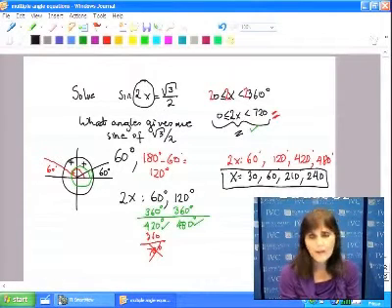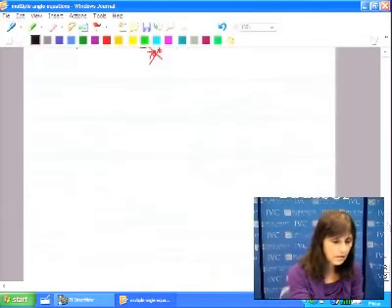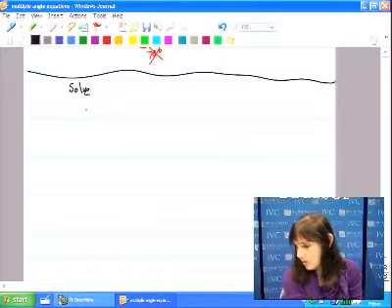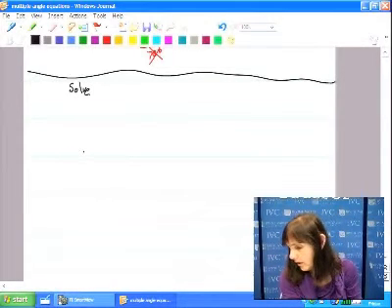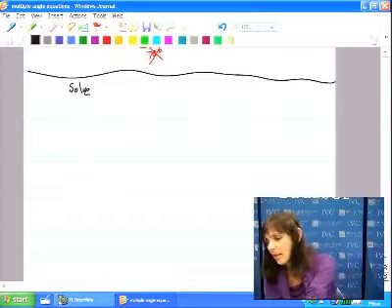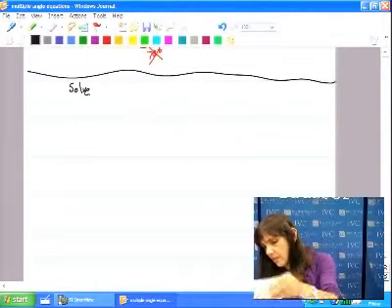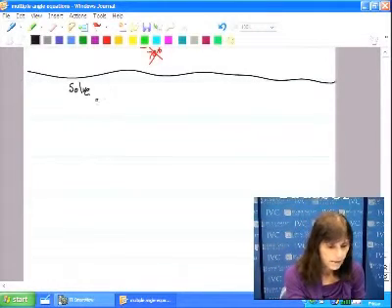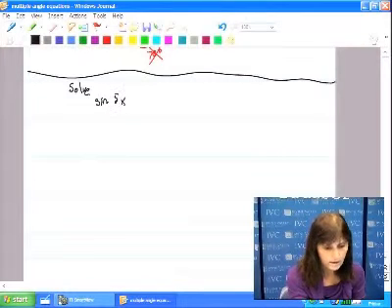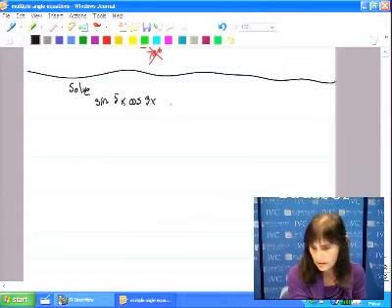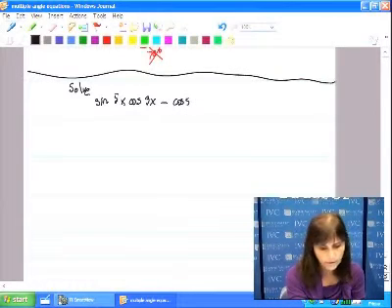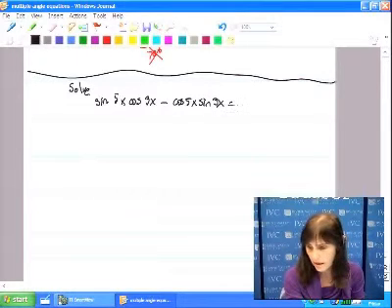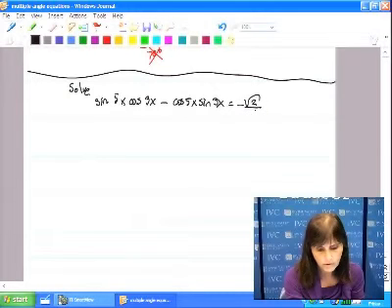All right, let's do a problem that's a little bit more sophisticated. So here's the problem. This time let's do it with radians. Solve sine 5x cosine 3x minus cosine 5x sine 3x, and that one is negative rad 2 over 2.